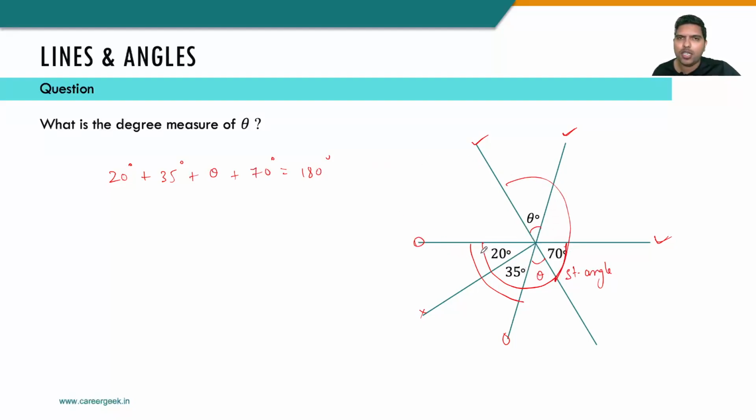You have one straight line. This is 55 plus theta plus 70 is 180. This plus this is 125. Theta is 180 minus 125, which is 55 degrees. Yeah, I hope my calculations are correct.